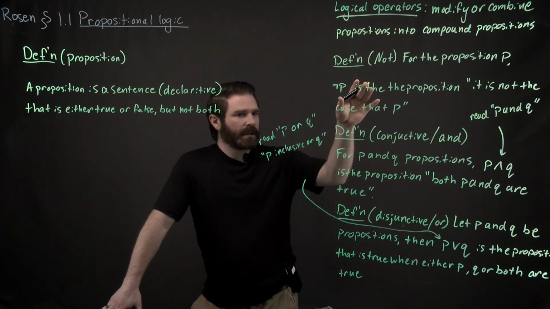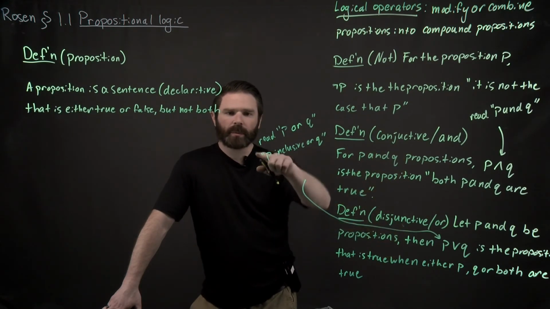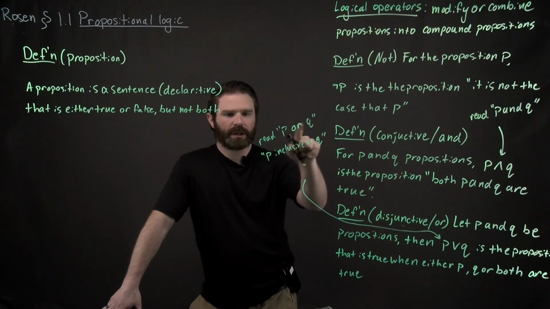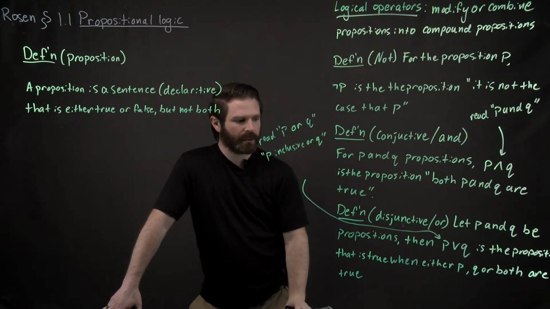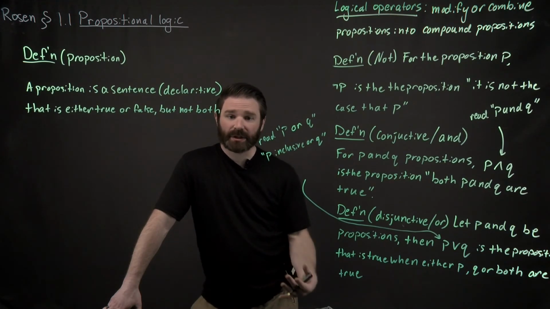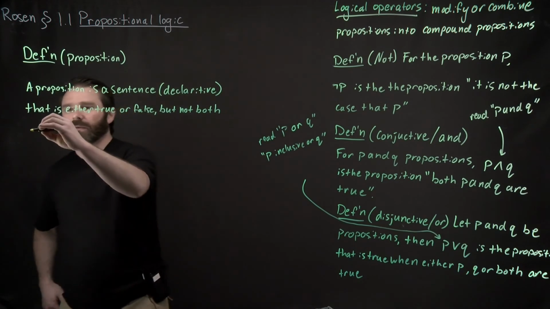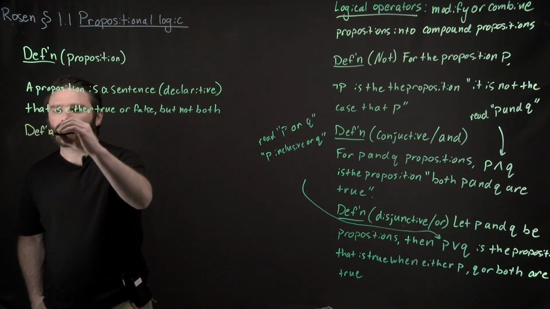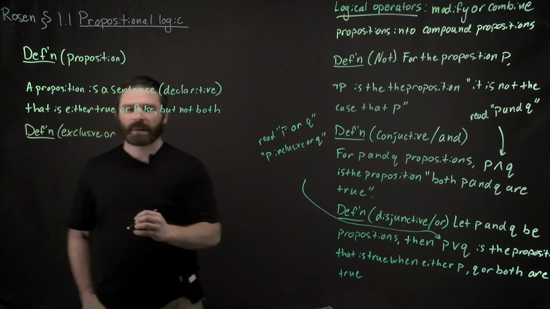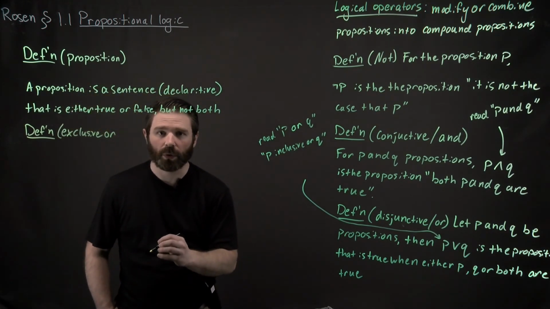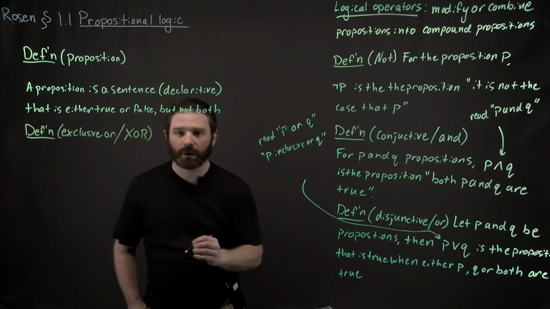So we have not, we have and we have or. You remember how I said that you can read this as P or Q? Or you could also read it as P inclusive or Q. That's because there is an exclusive or. So that's our next logical operator, which I will define right over here. This is the exclusive or, sometimes written XOR.